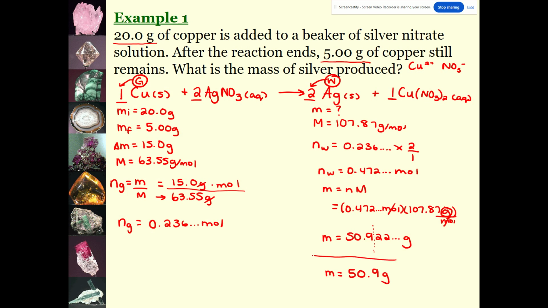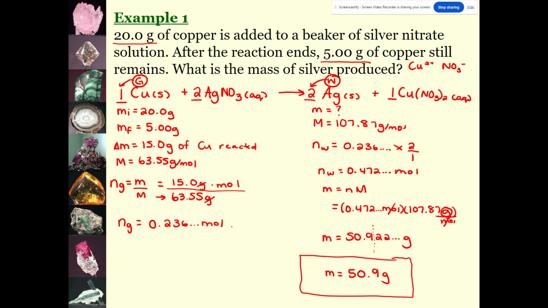I'm cutting off after the 9, a 2, which is not enough to round it up, so it stays 50.9 grams. When you're doing a calculation like this, always circle or put a box around your final answer also, so it's easier for your teacher to find that final answer when they're marking. Okay? So that is, again, how you do a question where you're actually given the amount of excess reagent in this question. You're told what it's starting as and what it ends as. You have to subtract to find the amount that actually reacted and use the amount that reacted. This is the amount of copper that reacted or was used up, okay?